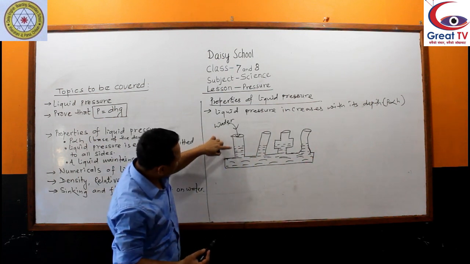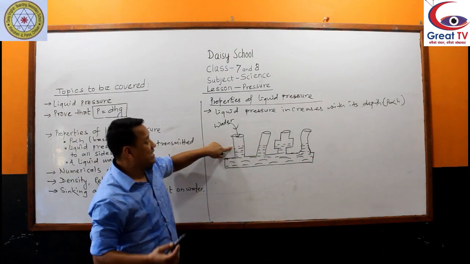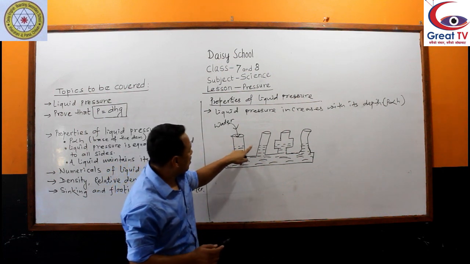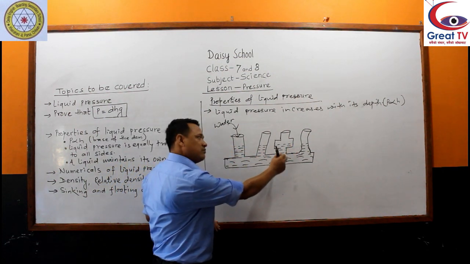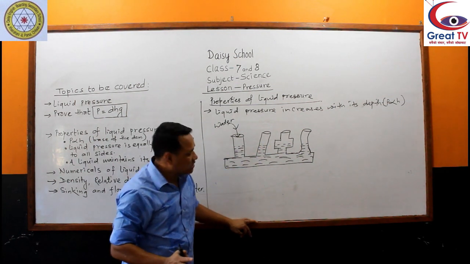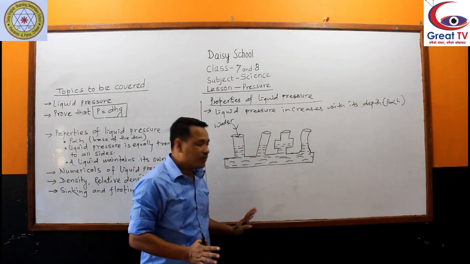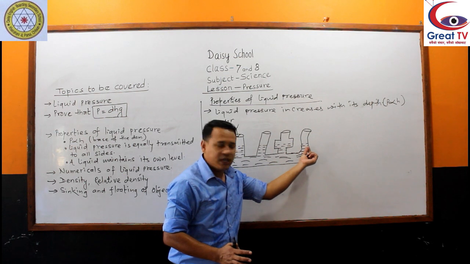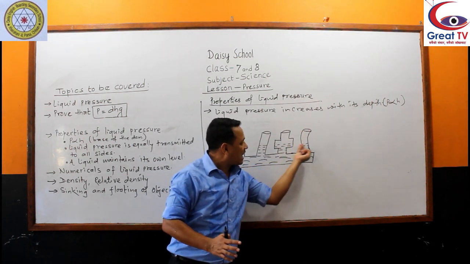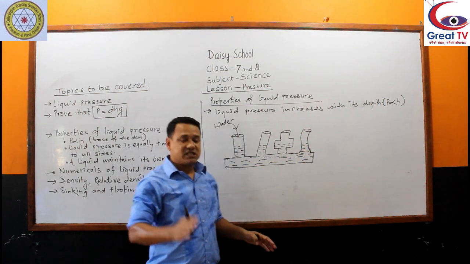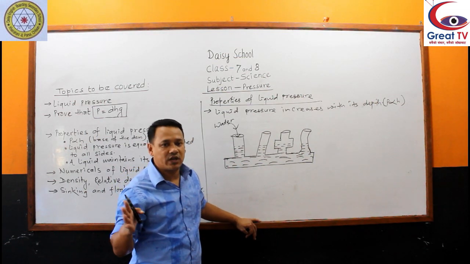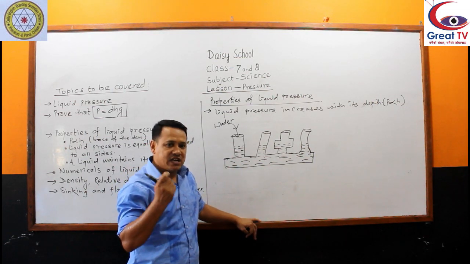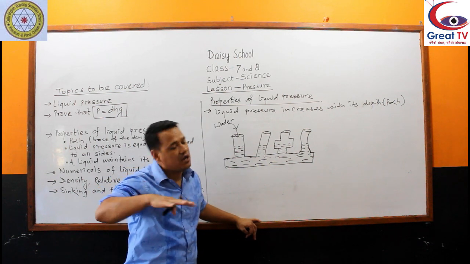If you pour the water up to this height, then in each tube you can find the water at the same height. Although it is a little bit wide in shape, the height of the water will be the same. Although it is a small tube, it will not be at the top. Height or level will be the same. It means liquid maintains its own level, the upper surface level itself.